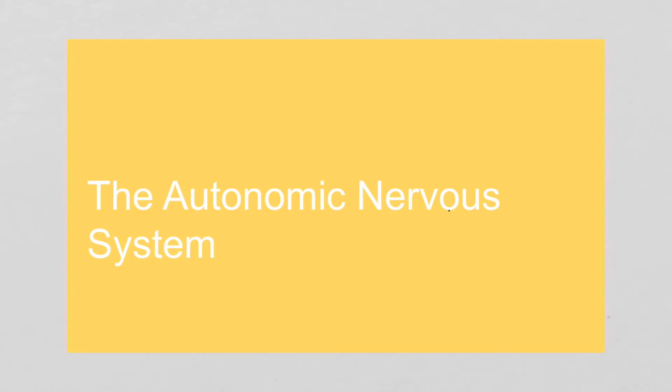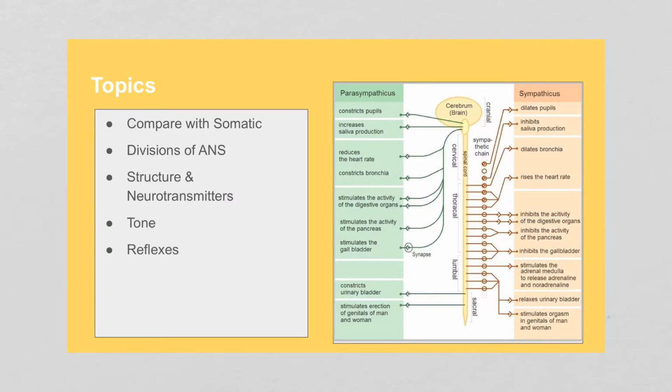In this video, we're going to look at the autonomic nervous system. We will compare the autonomic nervous system with the somatic nervous system. We're going to look at the divisions of the autonomic nervous system, investigate structure and the neurotransmitters involved in each of the divisions, look at tone when we're talking about the autonomic nervous system, and then finish up with reflexes.